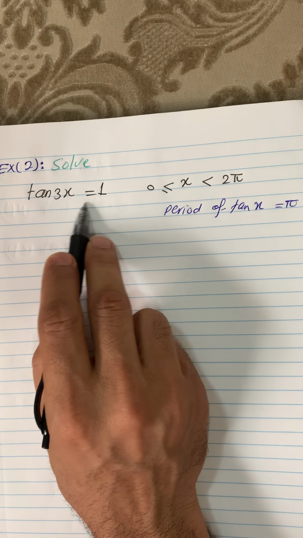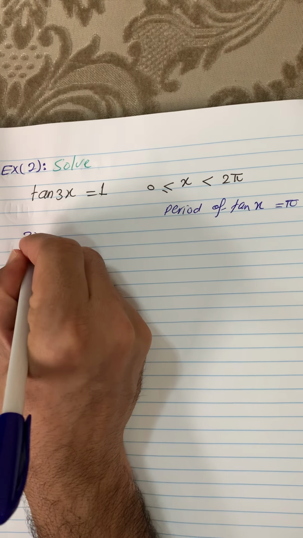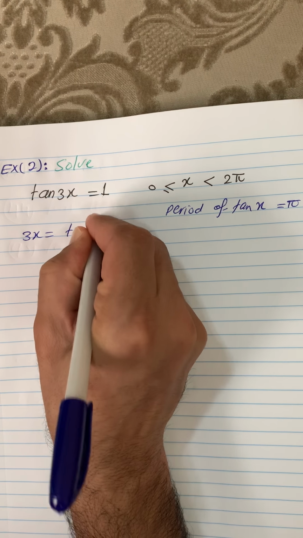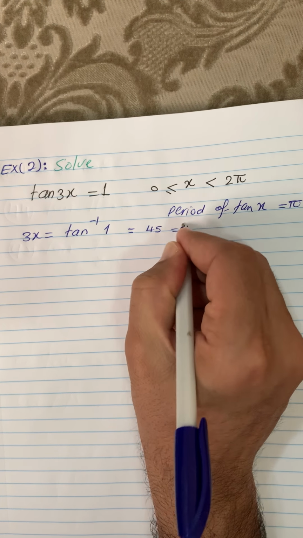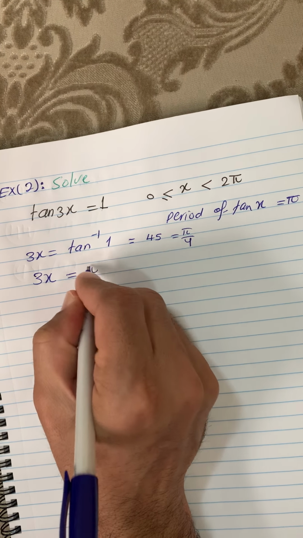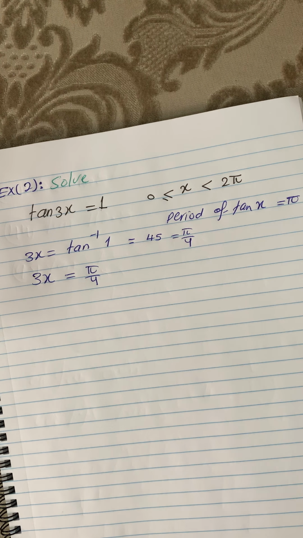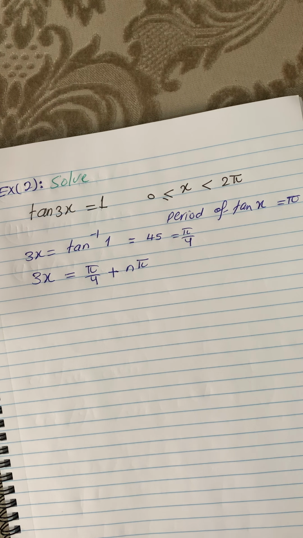Now I'm saying tan 3x equals 1. So directly we can use shift tan to get the angle. So 3x equals tan inverse of 1, and tan inverse of 1 equals 45 degrees. 45 can be written as pi over 4. So 3x equals pi over 4. This is the solution. If I want to get the general solution, plus n pi. So pi over 4 plus n pi.